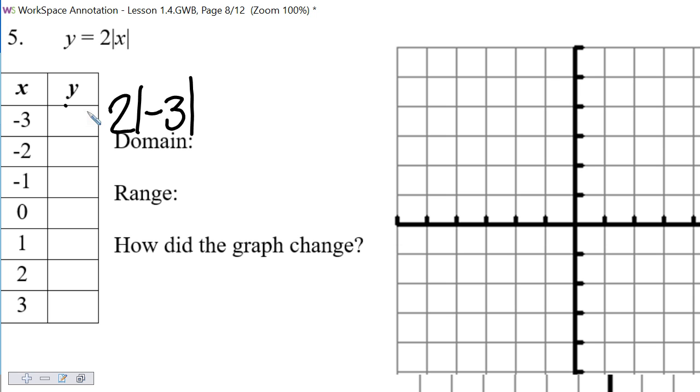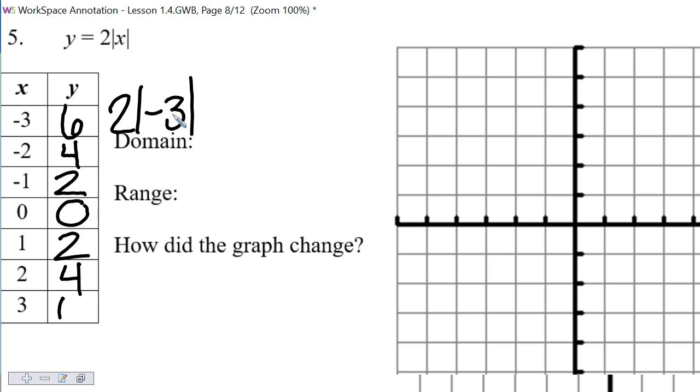What's the absolute value of -2? And 2 times 2? 4. What's the absolute value of -1? And 1 times 2? 2. What's the absolute value of 0? And 0 times 2? 0. Absolute value of 1. And 1 times 2? 2. What's the absolute value of 2? And 2 times 2? 4. What's the absolute value of 3? And 3 times 2? 6.